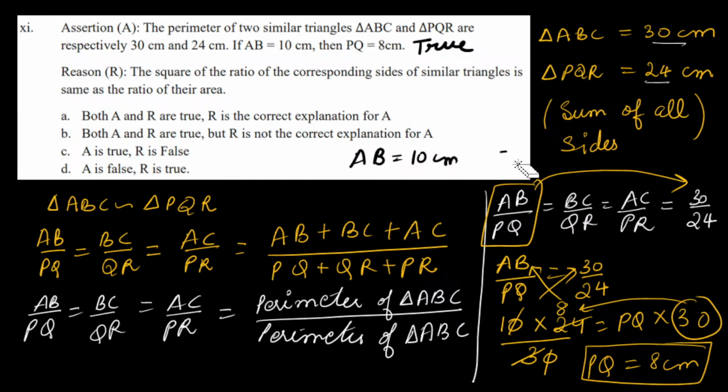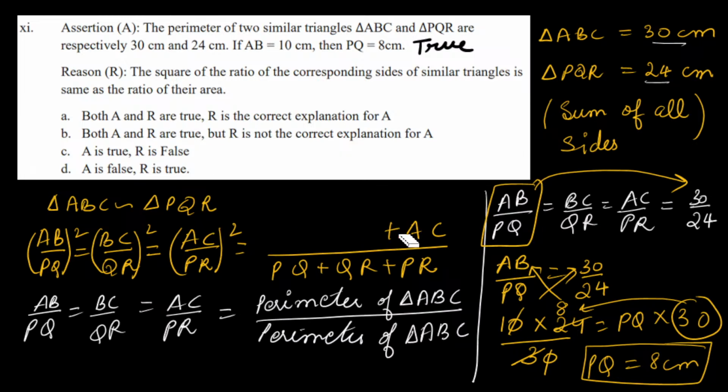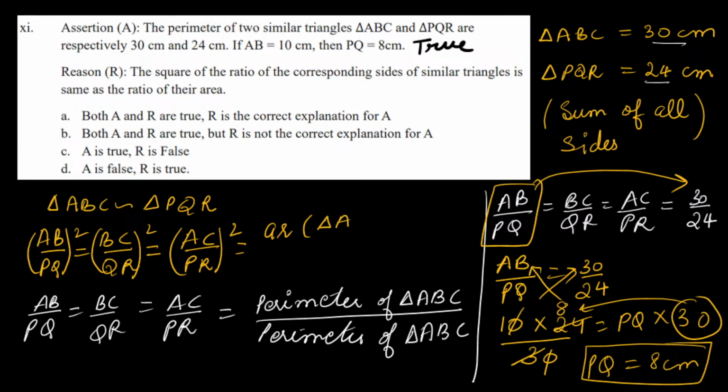Now let's see the reason statement. In the reason, it's mentioned that the squares of the ratios of the corresponding sides of similar triangles are the same as the ratio of their areas. Is the same means equals to, and the ratio is the area of triangle ABC by the area of triangle PQR. This is what is given to us in the second statement, the reason statement.